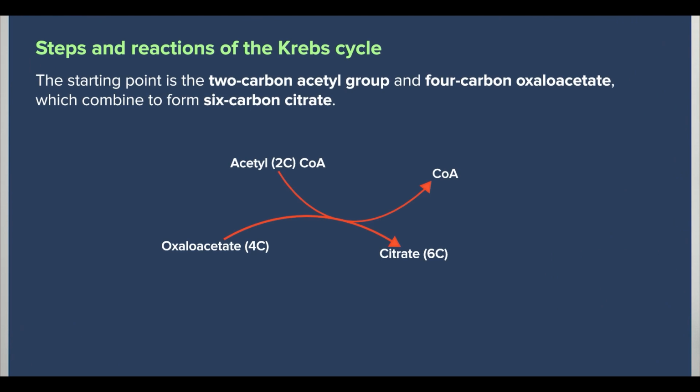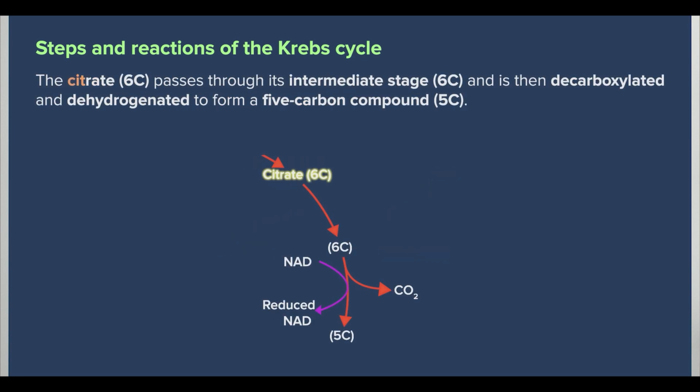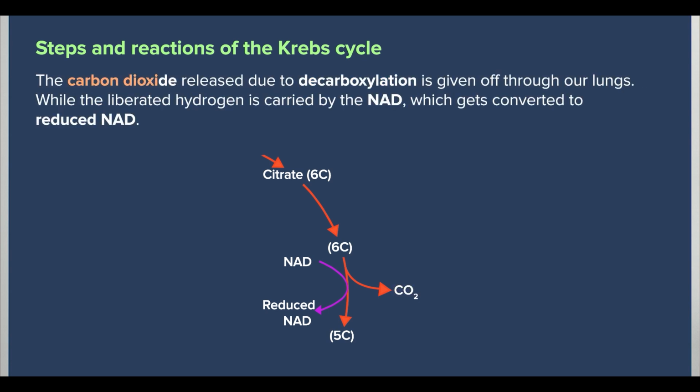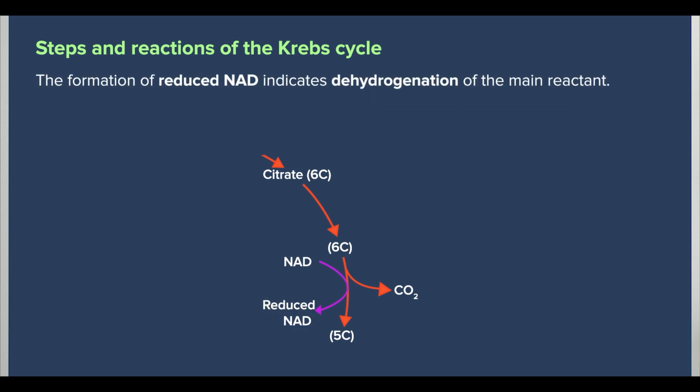The starting point is the 2-carbon acetyl group and 4-carbon oxaloacetate, which combine to form 6-carbon citrate. The citrate passes through its intermediate stage and is then decarboxylated and dehydrogenated to form a 5-carbon compound. The carbon dioxide released due to decarboxylation is given off through our lungs, while the liberated hydrogen is carried by the NAD, which gets converted to reduced NAD. But do not forget, the formation of reduced NAD indicates dehydrogenation of the main reactant.